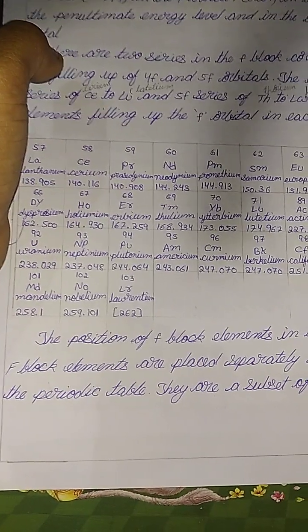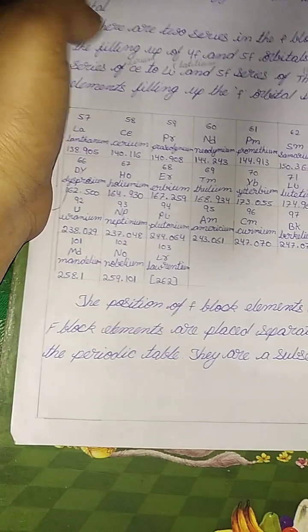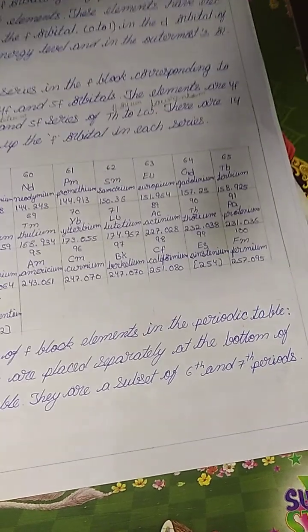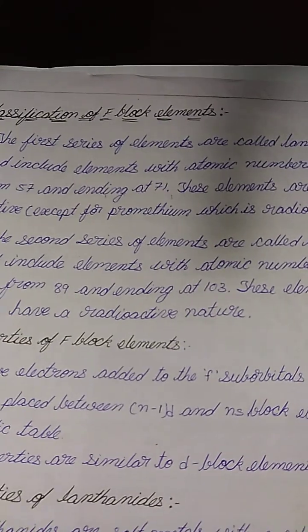F block elements are placed separately at the bottom of the periodic table. They are subsets of the 6th and 7th periods. Classification and places of F block elements.